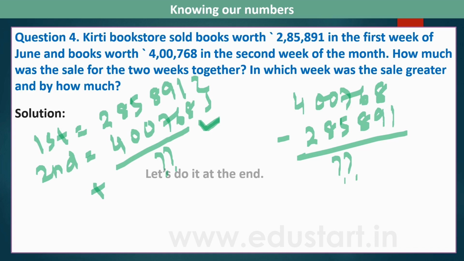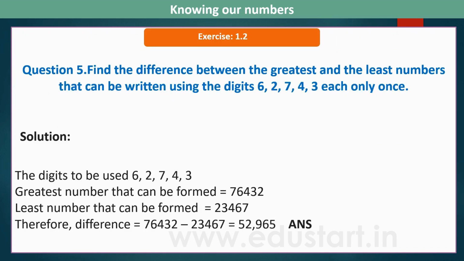This is clear? Find the difference between the greatest and the least numbers that can be written using the digits 6, 2, 7, 4, 3 each only once. So it means that in the question it is told repetition is not allowed. So now what are the digits? 6, 2, 7, 4, 3. So the greatest number that can be formed, we have to place the biggest digit at the biggest place. So 7, 6, 4, 3, 2 is the biggest number. The least number that can be formed is 2, 3, 4, 6, 7.